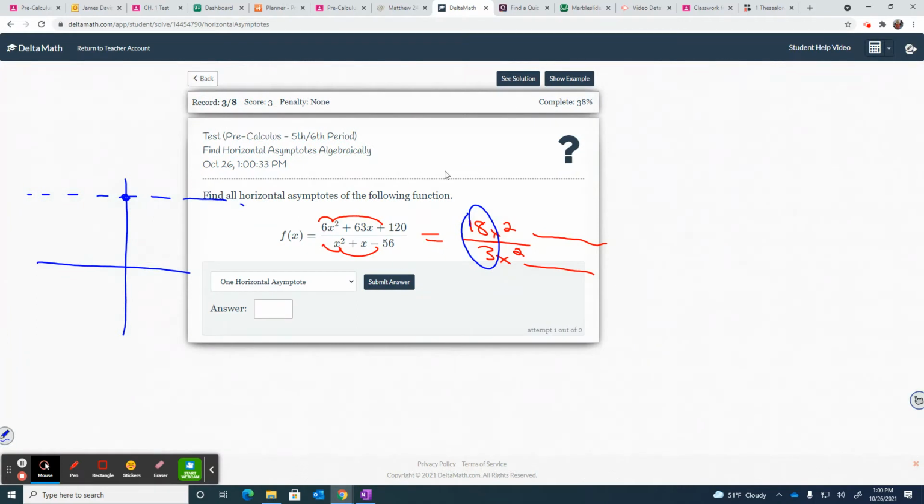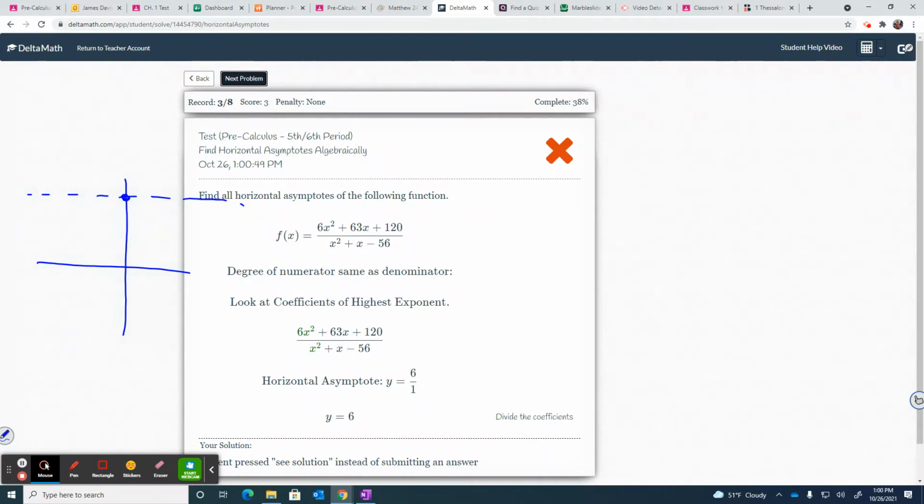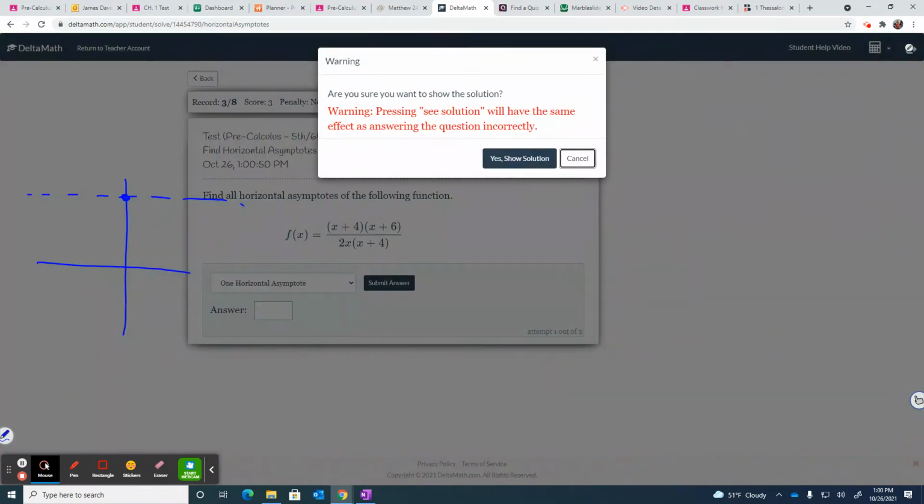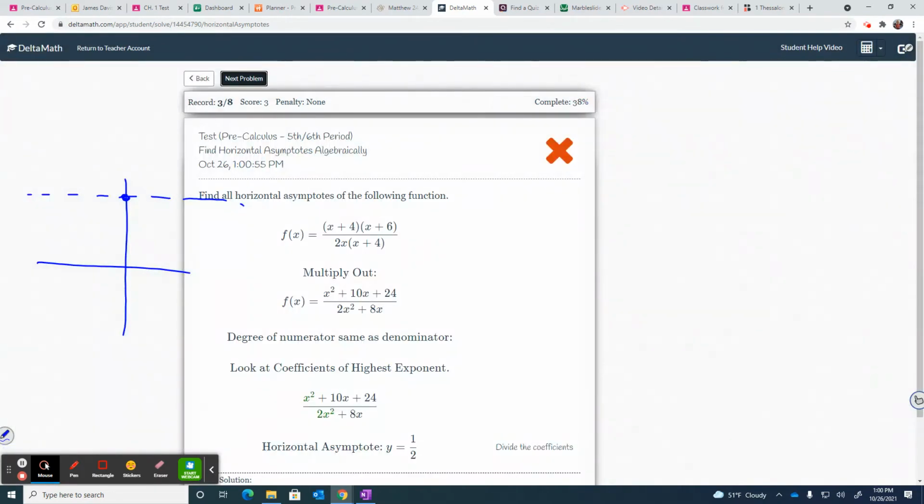All right. Next one. This one you don't have to multiply out. Most of them you don't, but some of them you do. So you're just going to look at it. Same powers, ratio of leading coefficients, so y equals 6. And don't get started yet.